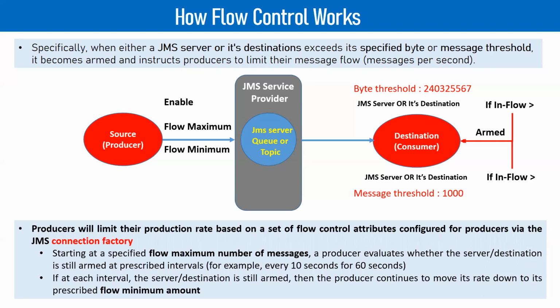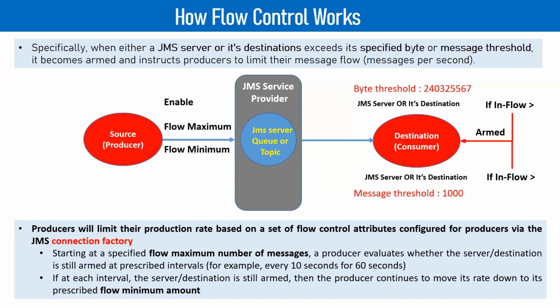So that we will see in the later screen how we can configure from the console with the help of the connection factory. But the main point here is that your flow control will be enabled at the producer end from the connection factory, and for that you will have two settings, flow maximum and flow minimum. Flow maximum is the higher limit of the messages that can be sent when your consumer is armed.